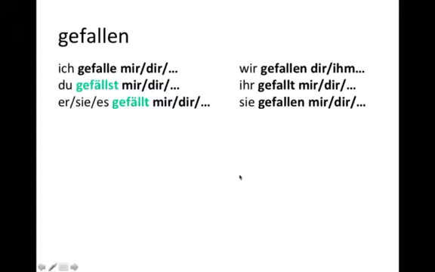Now let's go to gefallen. Hier ist die Konjugation. Ich gefalle, du gefällst, er, sie, es gefällt, wir gefallen, ihr gefällt, sie gefallen. Again, we have an umlaut right here. And then you need the dative, and again, you have to choose it wisely because it depends on what you're trying to say.